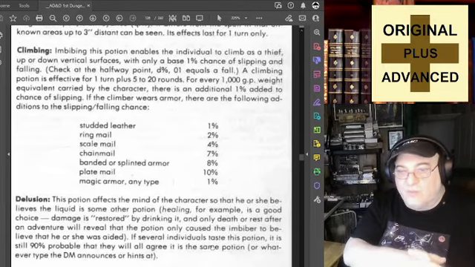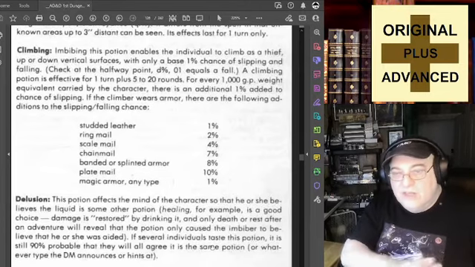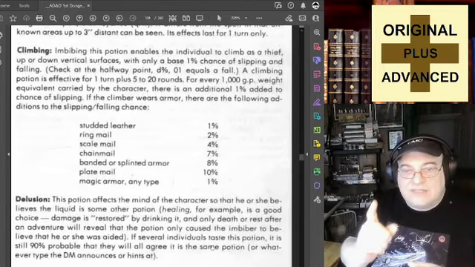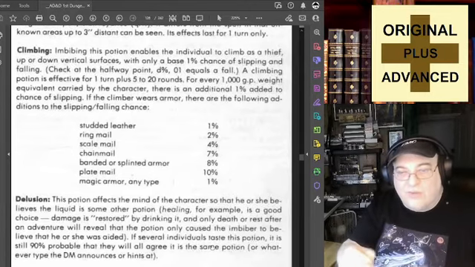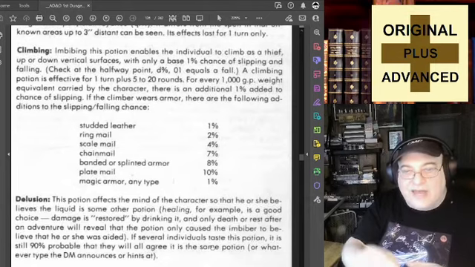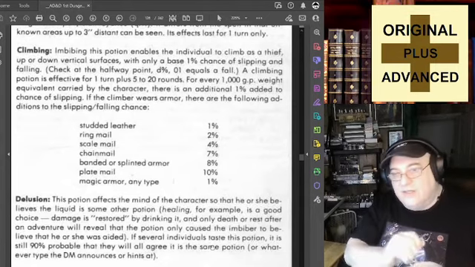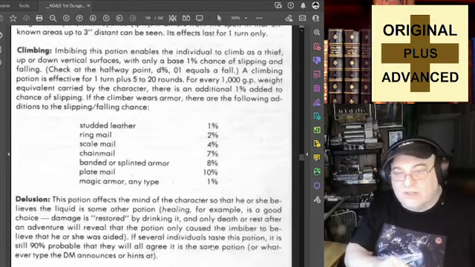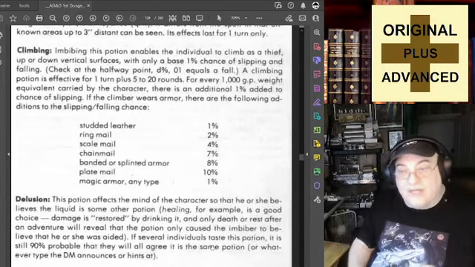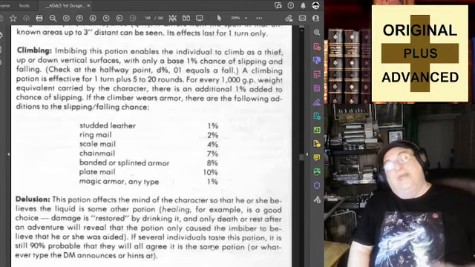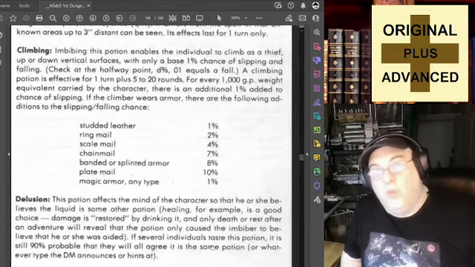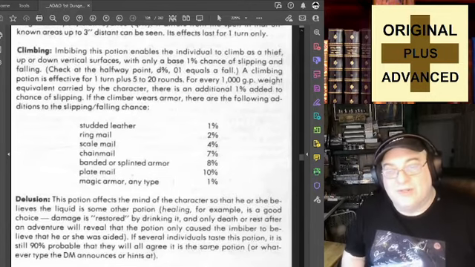Anyway, this says check at the halfway point, D percentage, 0.1 equals fall. So this is when you're using the climbing potion. A climbing potion is effective for 1 turn. That's 10 minutes plus 5 to 20 rounds. Those are 1 minute each, so 5 to 20 additional minutes. For every 1,000 gold piece weight equivalent carried by the character, there is an additional 1%. Now, this is assuming they can carry this much already. You can't suddenly carry a lot more weight because you're using a climbing potion.